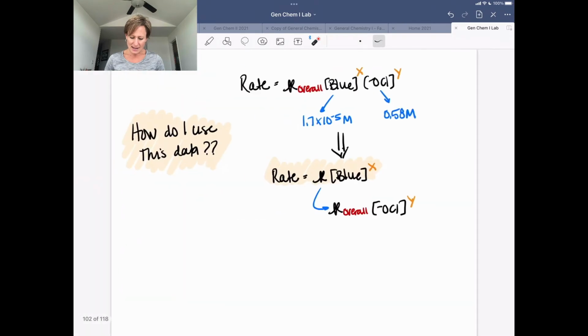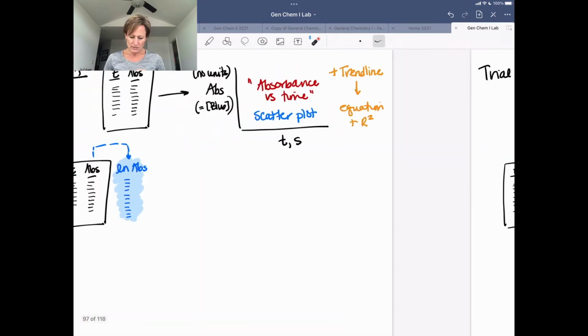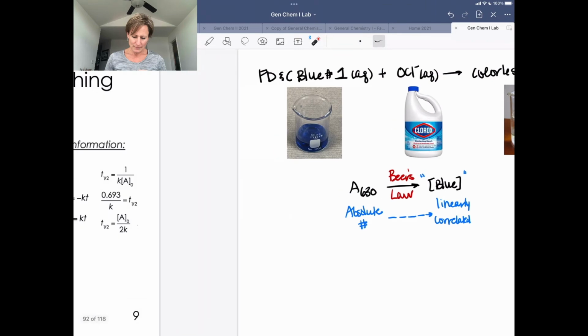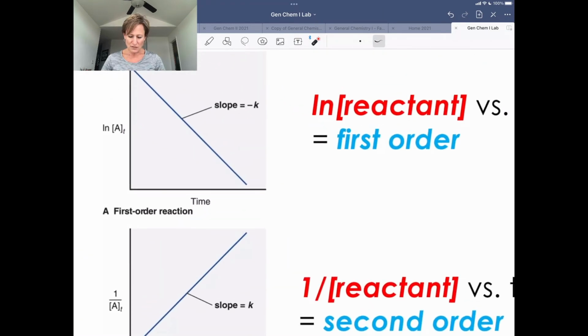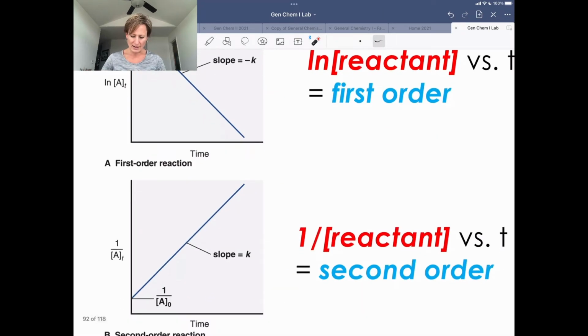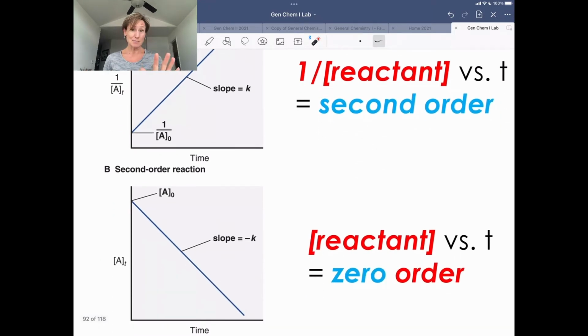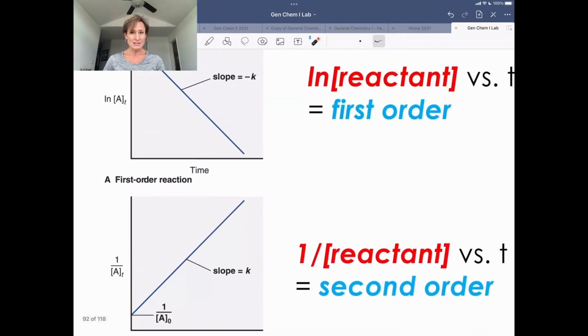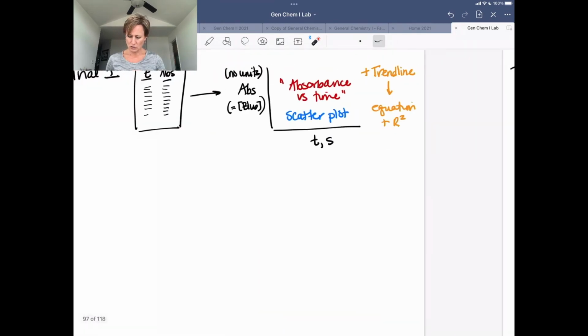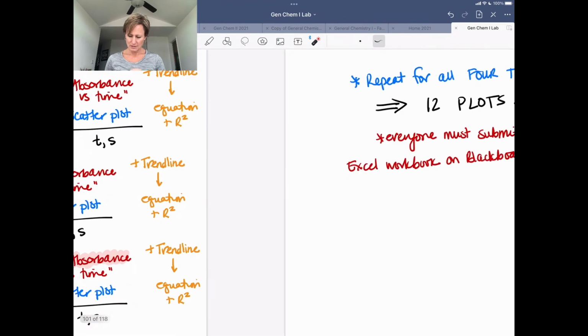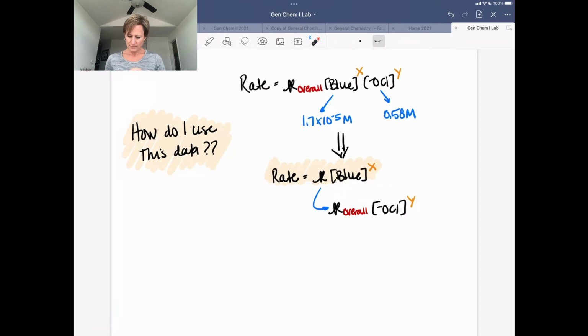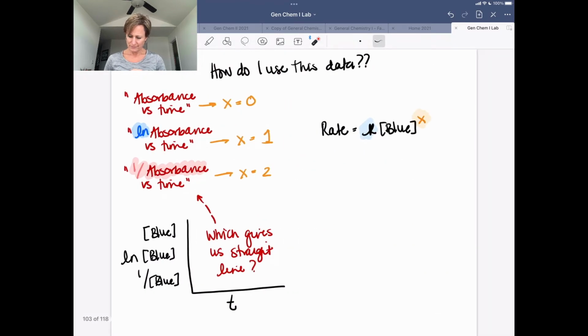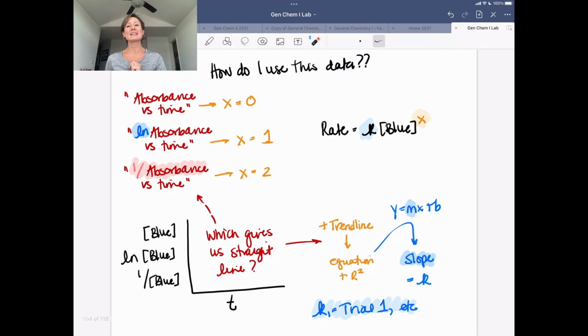Let me just go back to this slide really quick. Remember, for all of these, the slope of that straight line is going to tell us k. Now, maybe it's minus k, but that slope is going to tell us k. Okay, so coming back here now. All right, so that's how we're going to get pieces of information for this. It's going to tell us x, and it's going to tell us this merged-together rate constant.